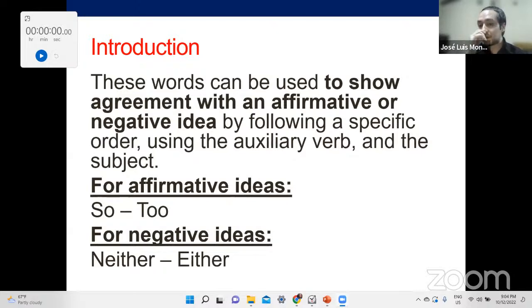But how? Before going to the next part, Micaela gave us one example that was correct, but we're going to make that even shorter. She said, "I like pasta, too," which is correct. But there's a short way and a formal way to use "too" and "so." I'm going to say the idea one more time: I like pasta. How do you show agreement with me using "so" or "too," but in a formal way and in a short way?